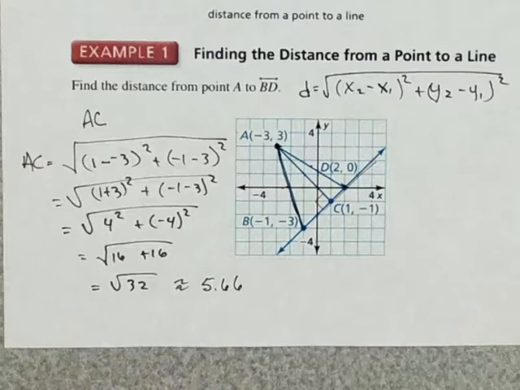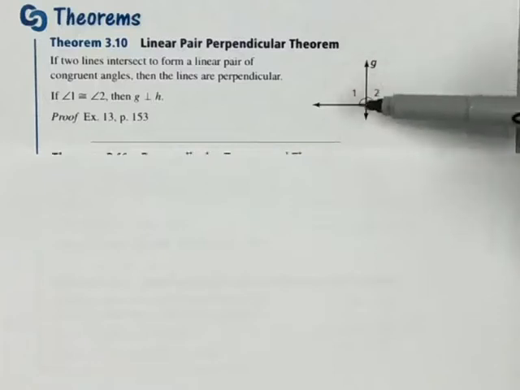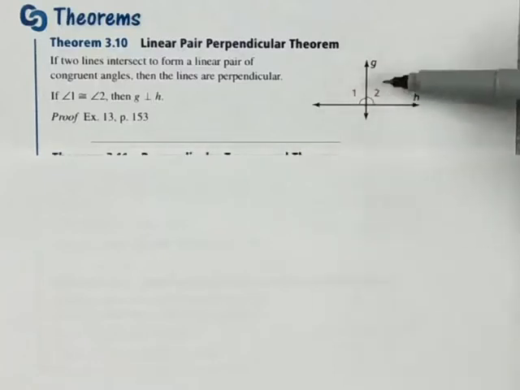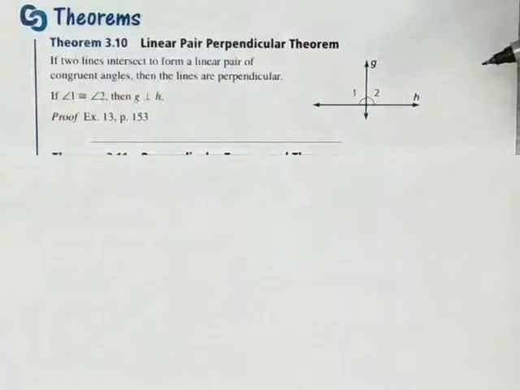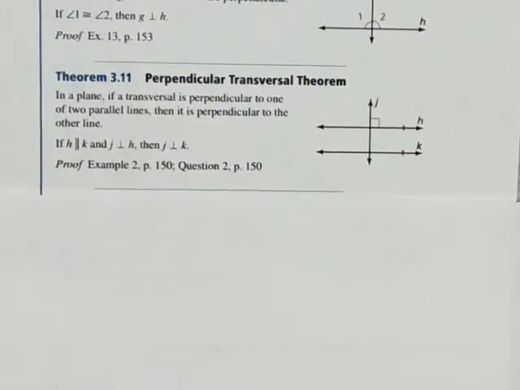All right. Next, we have some theorems. This first one's called the linear perpendicular theorem, and basically it says that if you have two lines that intersect, and obviously you get a linear pair, 1 and 2 would be an example of a pair of linear angles, and you know that 1 and 2 are congruent, the only way that's going to happen is if line H and line G are perpendicular. That's the only way you're going to get two congruent angles out of that linear pair. Okay, and we'll look at an example here in a minute.